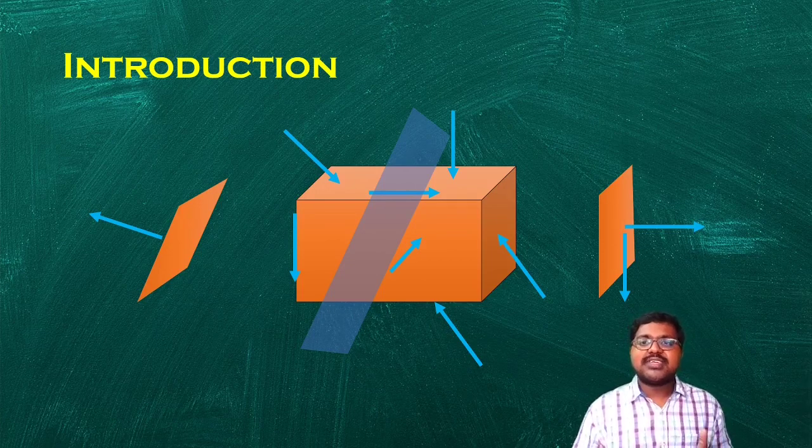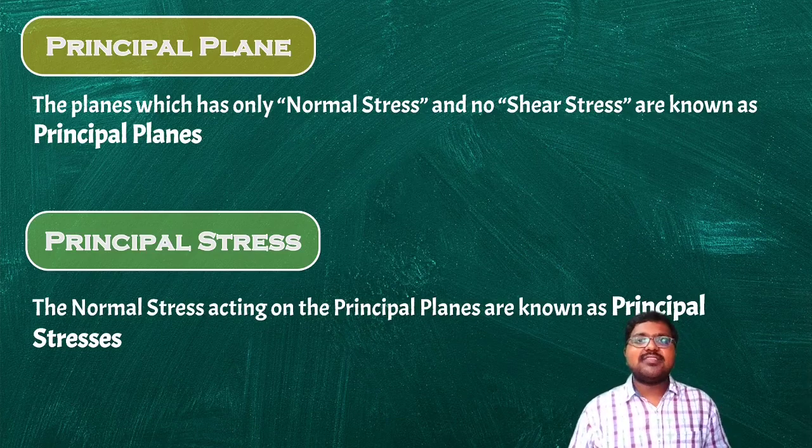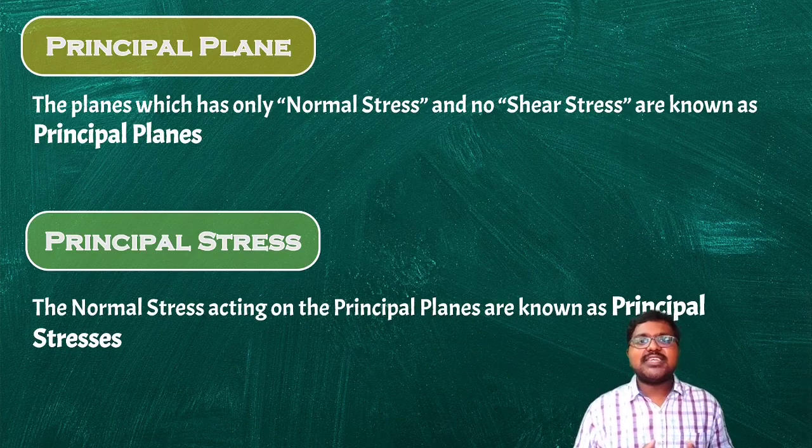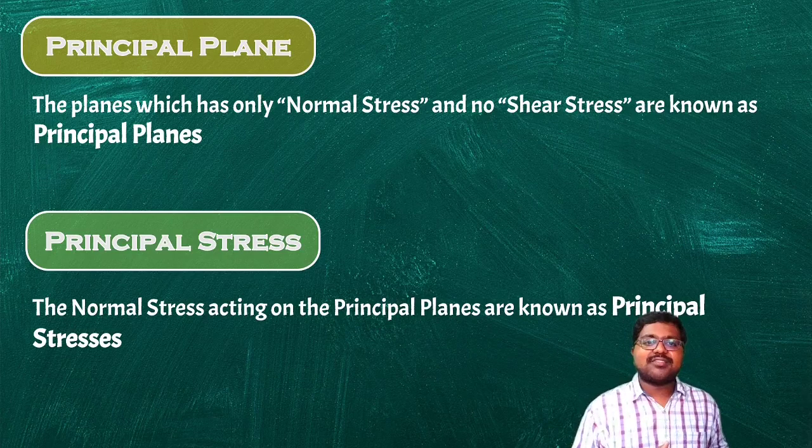Such planes which have only normal stresses are called principal planes, and the stress which is acting on that plane is called principal stress. So let's see the definition of this. Principal planes: the planes which have only normal stress and no shear stress are known as principal planes, and the normal stresses which act on the principal planes are known as principal stresses.